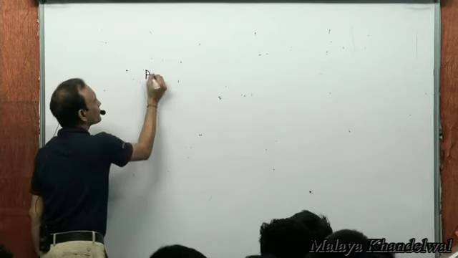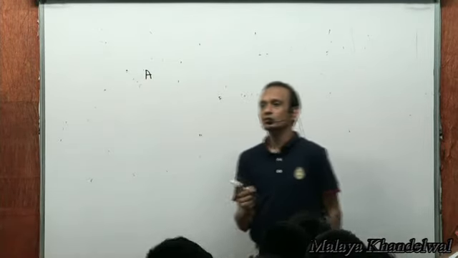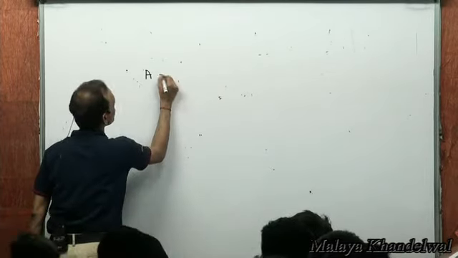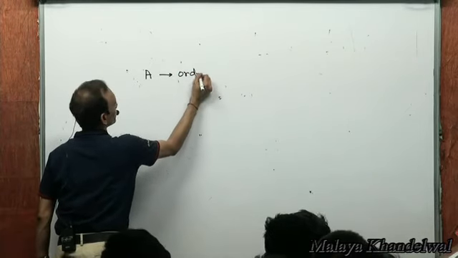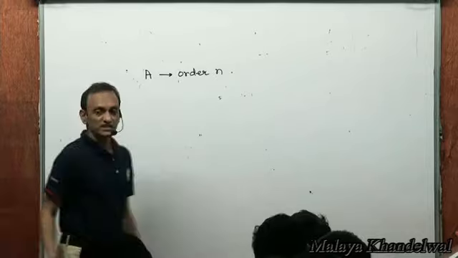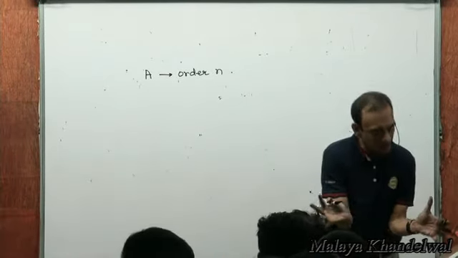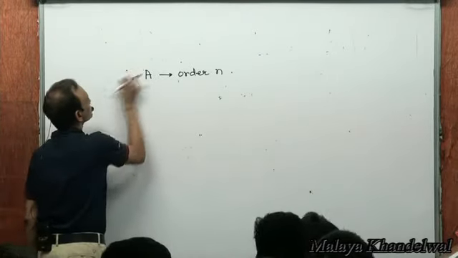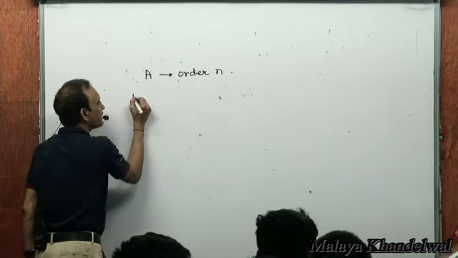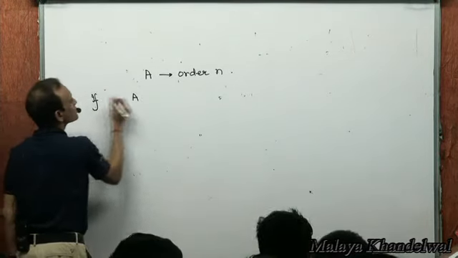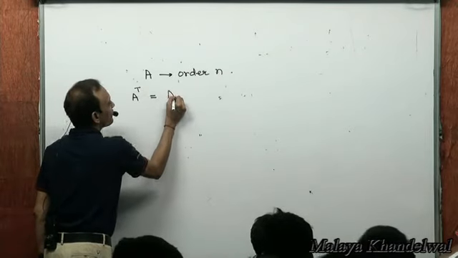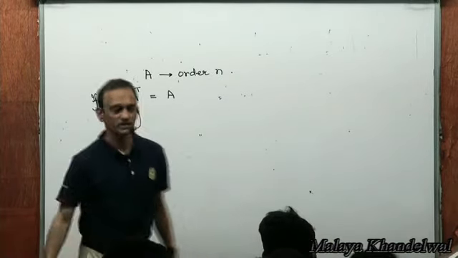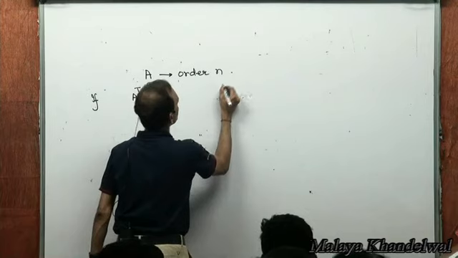Now, if A is a square matrix of order n, n by n, n rows and n columns, and if A transpose is equal to A, then A is called a symmetric matrix.